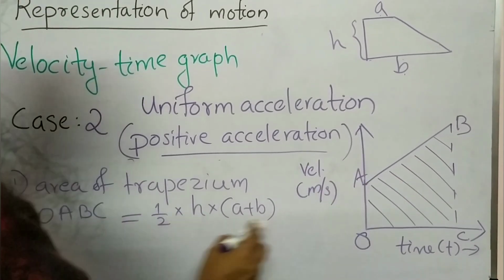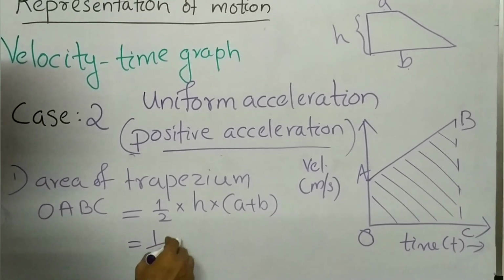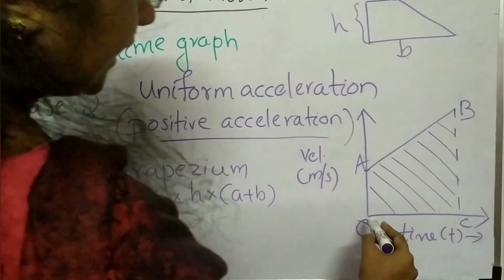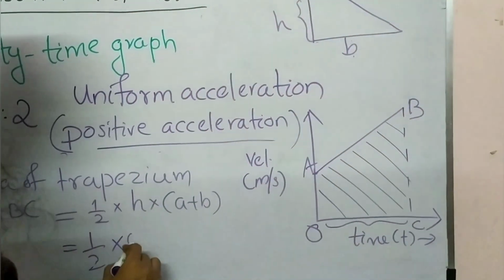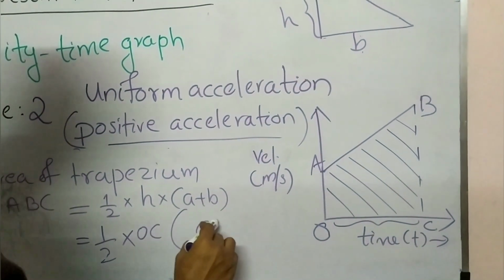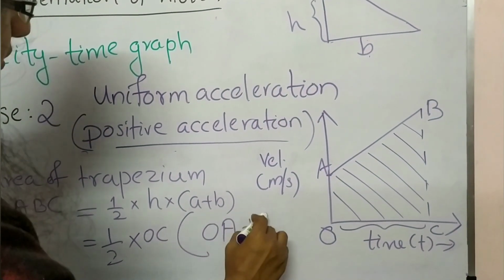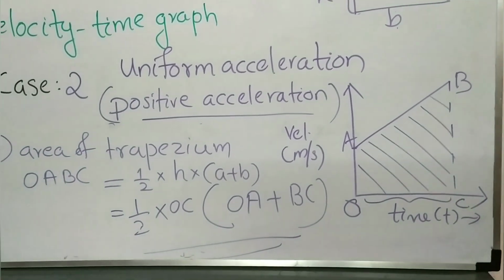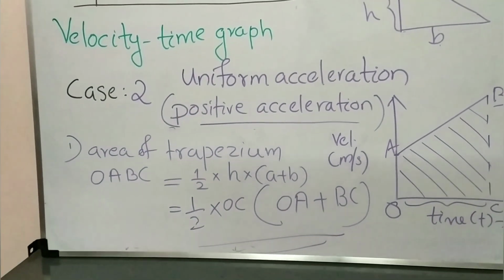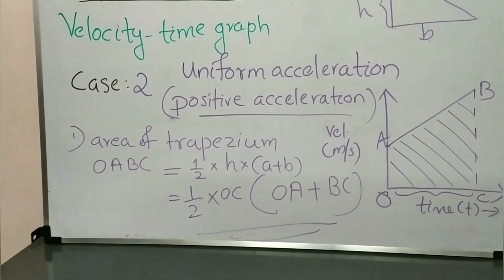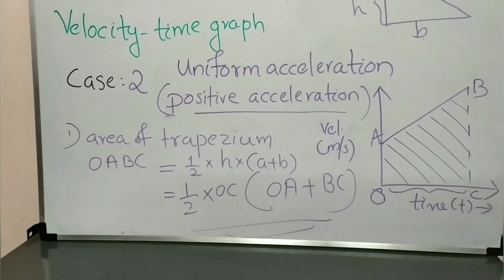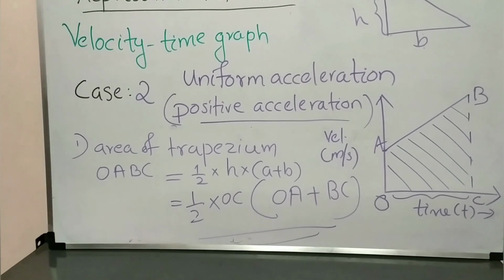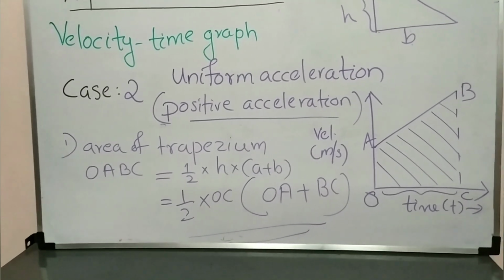So from this you can write that as half into h, which means this one, OC, into OA plus BC. This gives you the distance covered by that object. You have to get the concept, children. How are we getting that area? Okay, then only you can do those derivations easily.